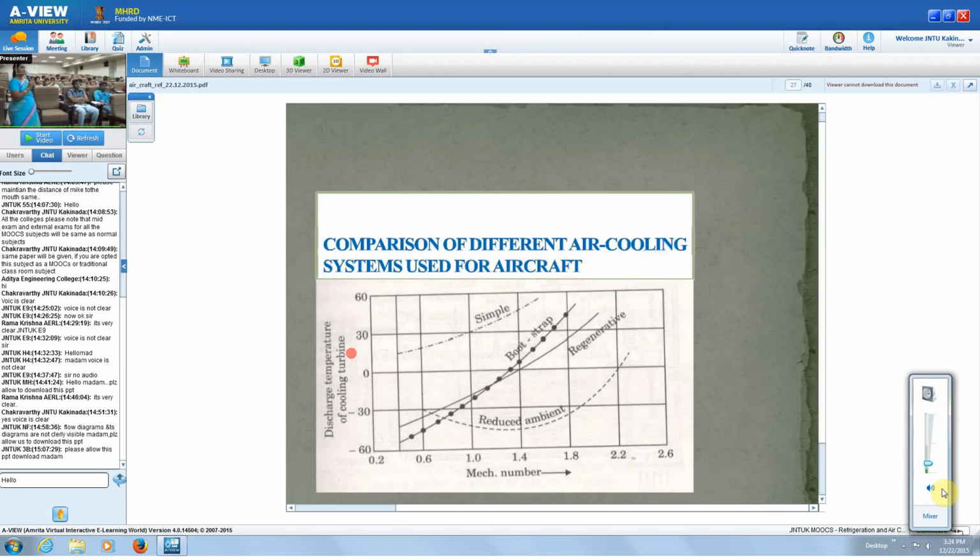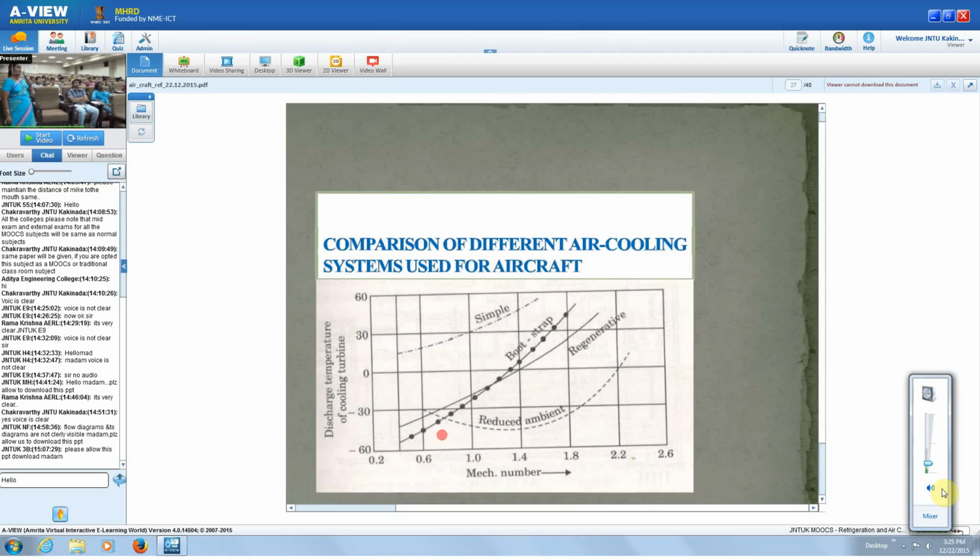So in the simple cooling system, you can see that the discharge temperature is high, even at lower Mach numbers also. Whereas in the regenerative or bootstrap system, at low Mach numbers the discharge temperature is low. As the Mach number increases with altitude, the discharge temperature also increases. So the reduced ambient type.